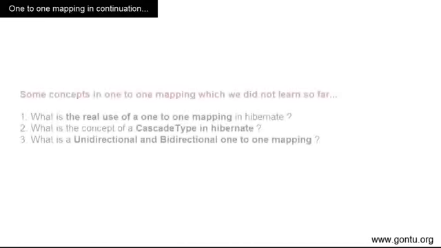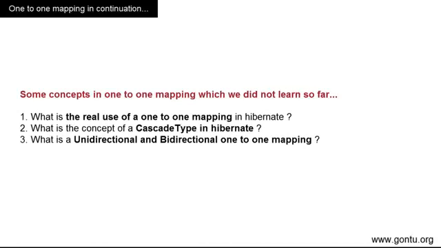In the earlier tutorial, we learned the meaning of one-to-one mapping in general and then understood how to do it at Java code level using Hibernate. Now in this tutorial, we're going to learn some important points about one-to-one mapping which we didn't learn so far. We will learn what's the real use of a one-to-one mapping. What is a cascade type and how is it related to a one-to-one mapping? What is a unidirectional and bidirectional one-to-one mapping?